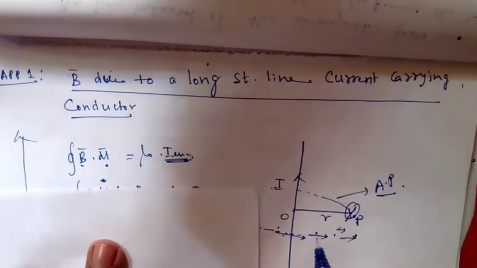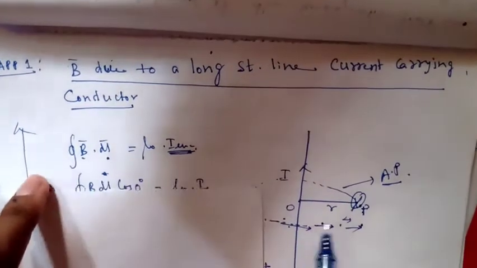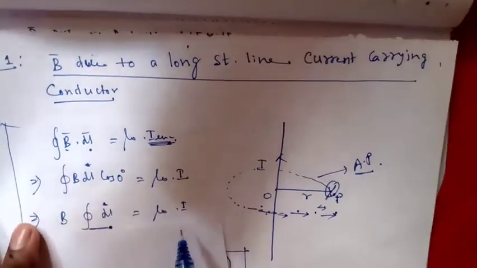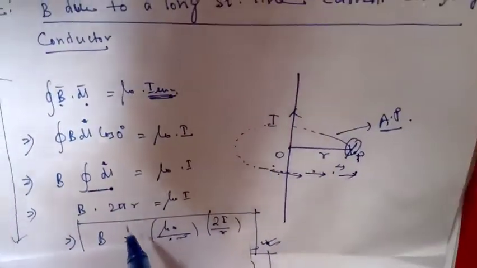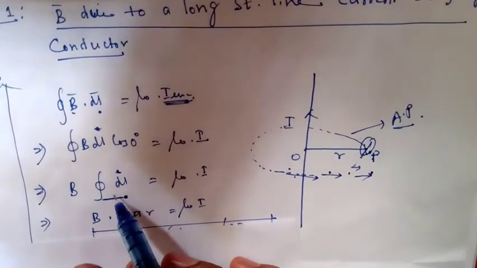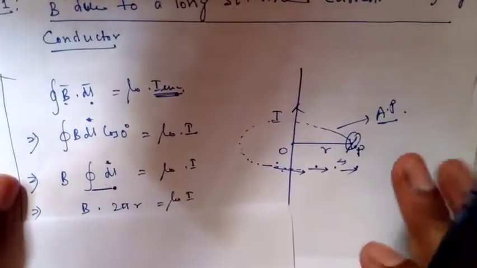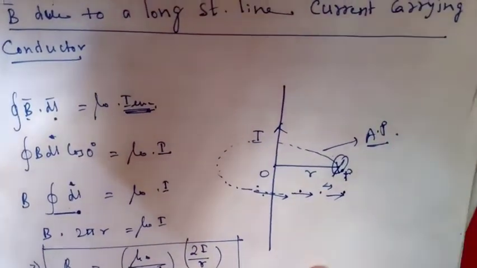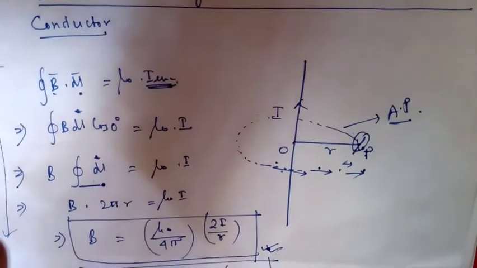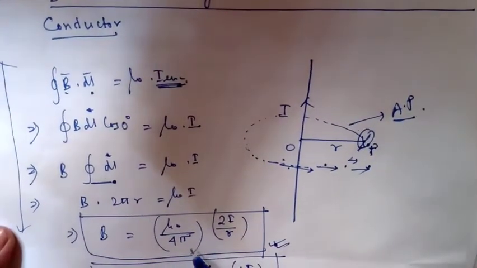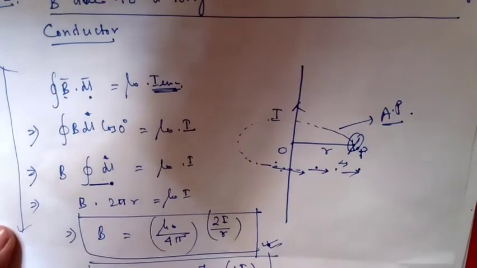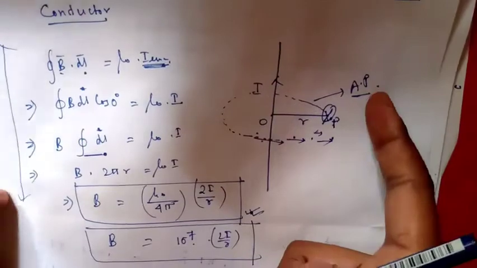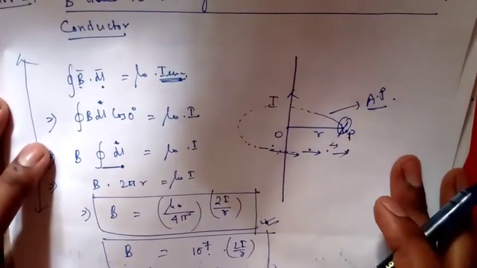So the angle between B and dl is 0. Finally we calculate B dl cos 0 equals mu 0 into I. After simplifying this, we get B into 2 pi r equals mu 0 into I, because closed integral dl means the total perimeter of this Amperian path. Finally we get B equals mu 0 by 4 pi into 2 I by r, and if we put the value of mu 0, then we get B equals 10 to the power minus 7 into 2 I by r. This is the magnitude, and the current is flowing in the upward direction. So the magnetic field at P is downward into the paper.